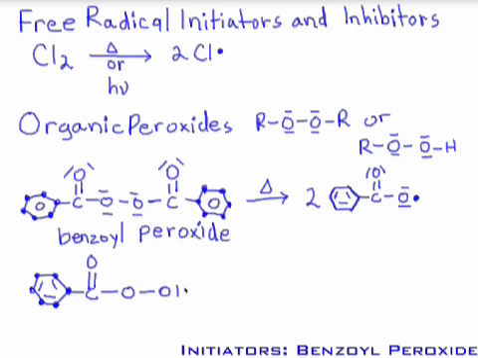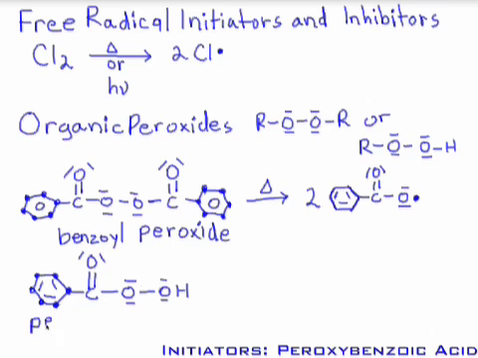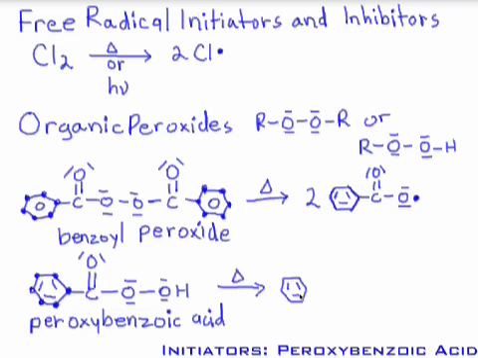We're going to add an oxygen. Couple oxygens. Benzoic acid becomes, when you add an extra peroxy linkage, peroxybenzoic acid. Peroxybenzoic acid, when heated, produces the benzoate radical plus a hydroxyl radical.